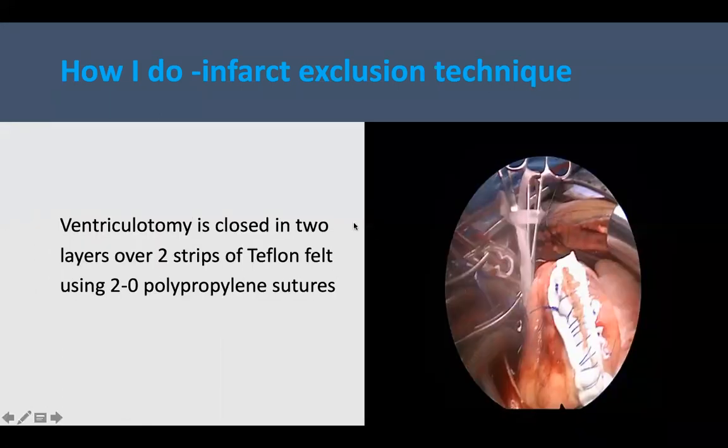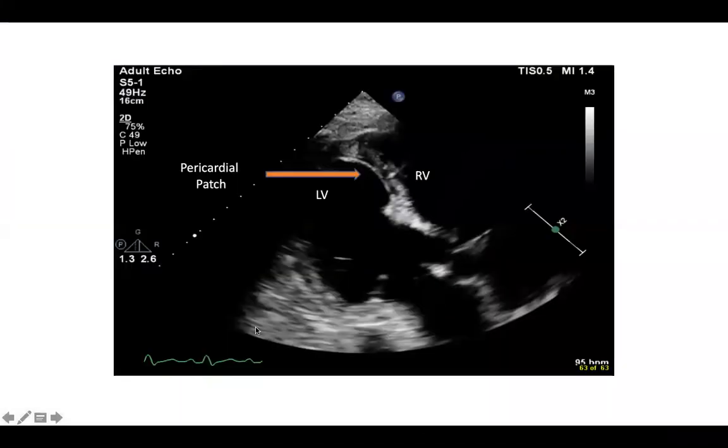Then the ventriculotomy is closed in 2 layers, over 2 strips of Teflon. I use 2 polypropylene sutures, the big needle, and you are done.